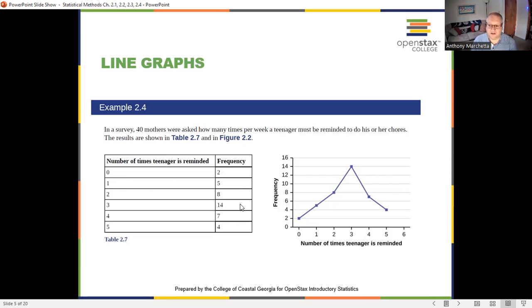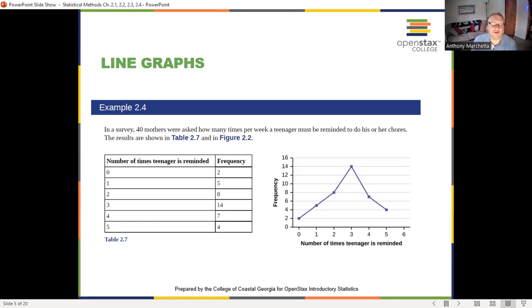They act as points on a grid. It's kind of like the XY plane a little bit. What they do is they design the X and Y axes to be appropriate for whatever the measurements are. We have labels that are really descriptive. It says on the bottom, number of times teenagers reminded. It says frequency up there. And then what we do is we plot them and connect the dots using a ruler or a straight line tool. You can see there, this is an example of a line graph.